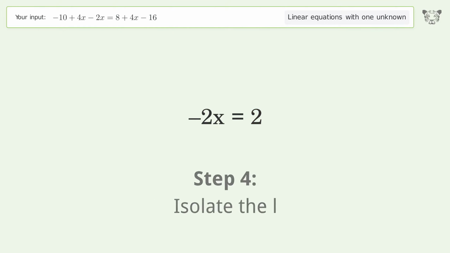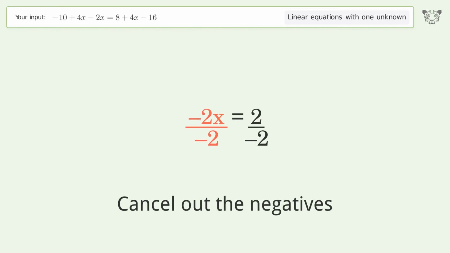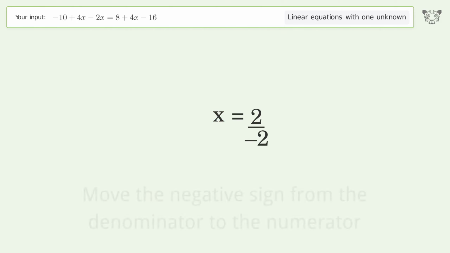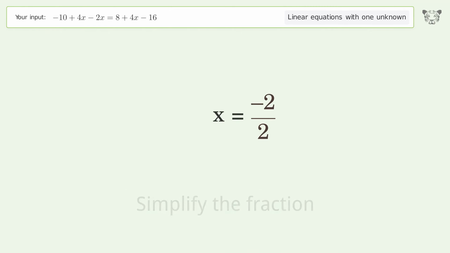Isolate the x. Divide both sides by -2. Cancel out the negatives. Simplify the fraction. Move the negative sign from the denominator to the numerator. Simplify the fraction. And so the final result is x equals -1.